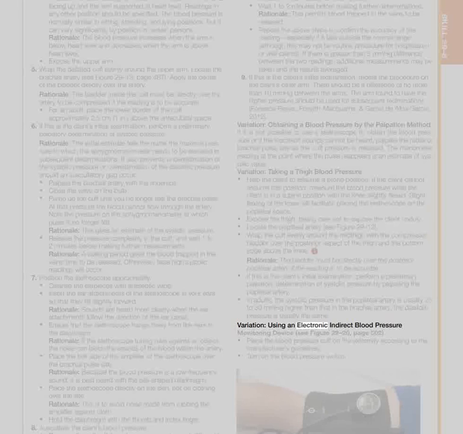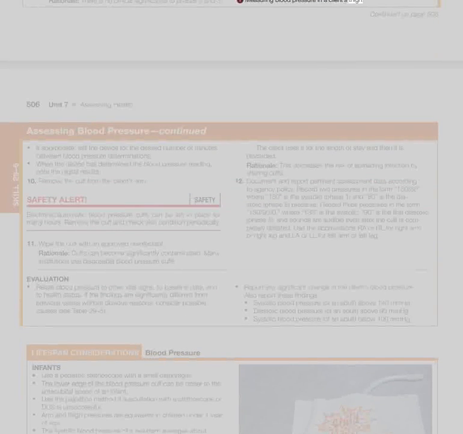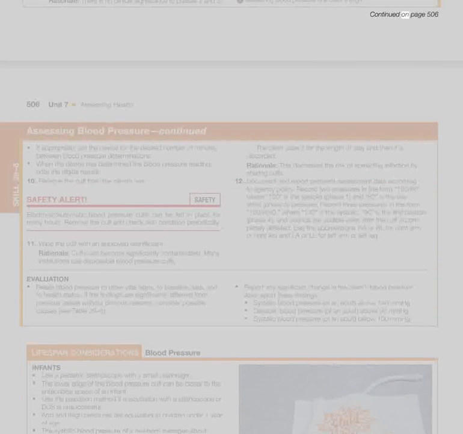Variation: using an electronic indirect blood pressure monitoring device, see figure 29-20, page 502, place the blood pressure cuff on the extremity according to the manufacturer's guidelines. Turn on the blood pressure switch. Measuring blood pressure in a client's thigh. Continued on page 506.